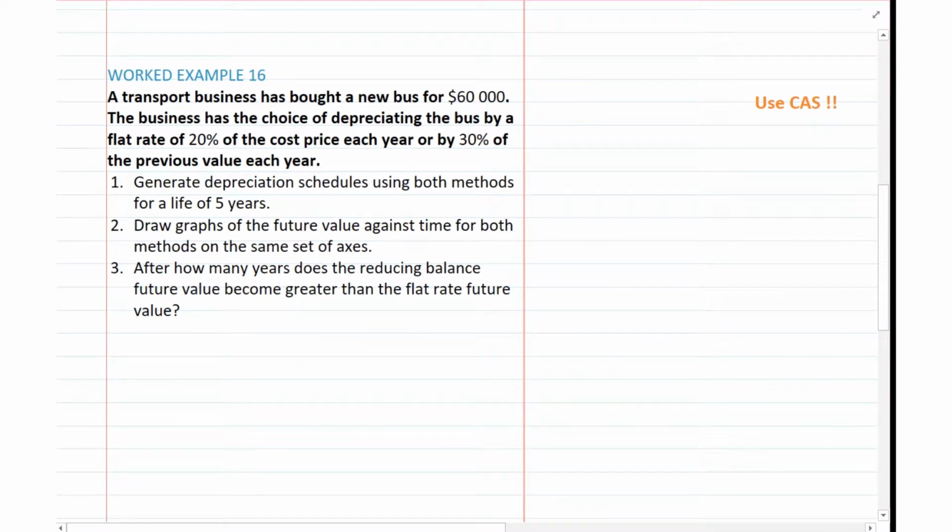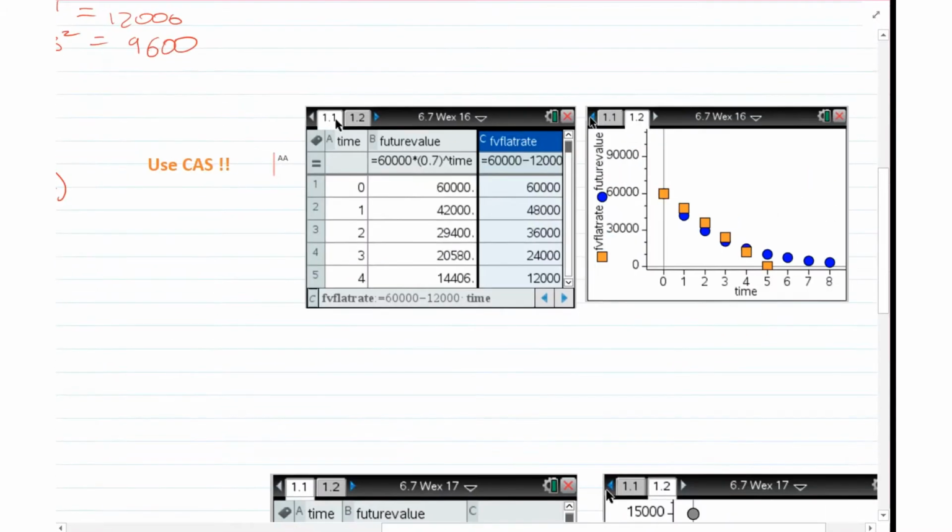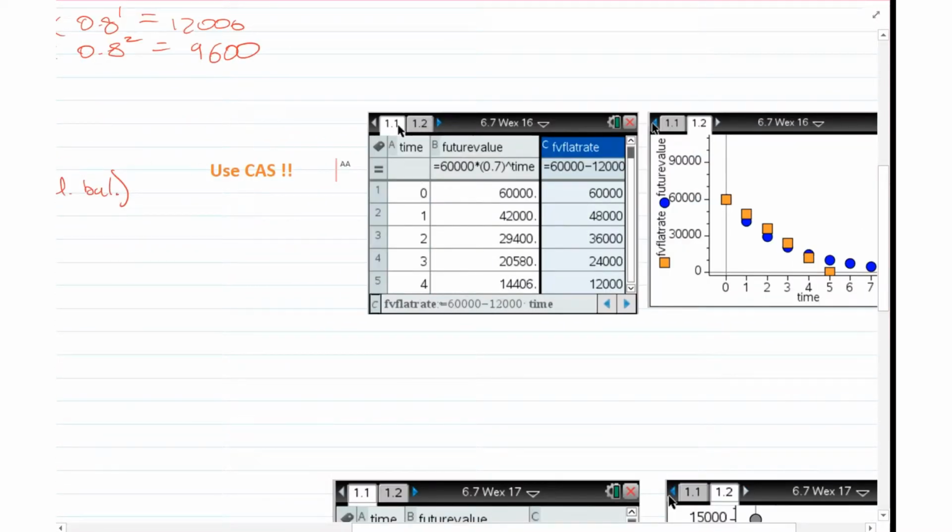Next worked example: a transport business has bought a new bus for 60 grand. That's V0, and R, if that was for flat rate, or R for reducing balance. Generate this depreciation schedule for both methods for the 5 years. We go 1, 2, 3, 4, 5. That is for reducing balance. This one's for flat rate.